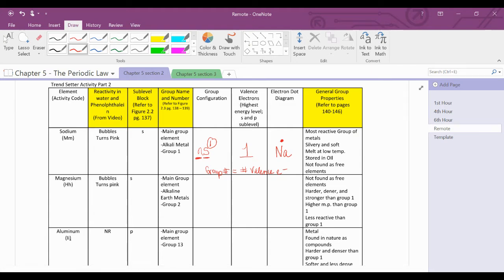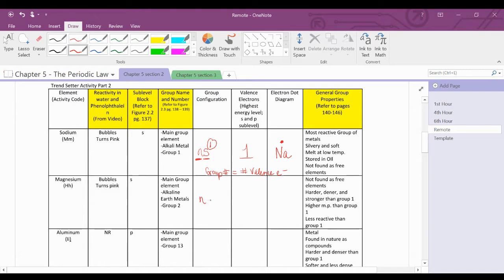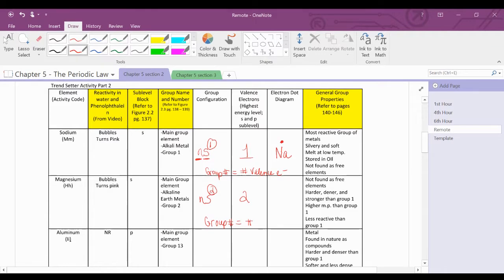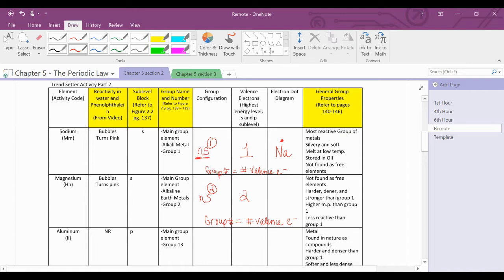So magnesium's in group 2 of the periodic table. So again, I'm going to use N to represent the energy level. Group 2 is an S block element, and it is the second element in the S block. So the number of valence electrons for group 2 is 2. So again, my rule here for group 2 is that the group number is equal to the number of valence electrons. And if we're going to write the electron dot diagram, we write the symbol of the element. So magnesium's symbol is Mg. And it's going to have 2 dots.